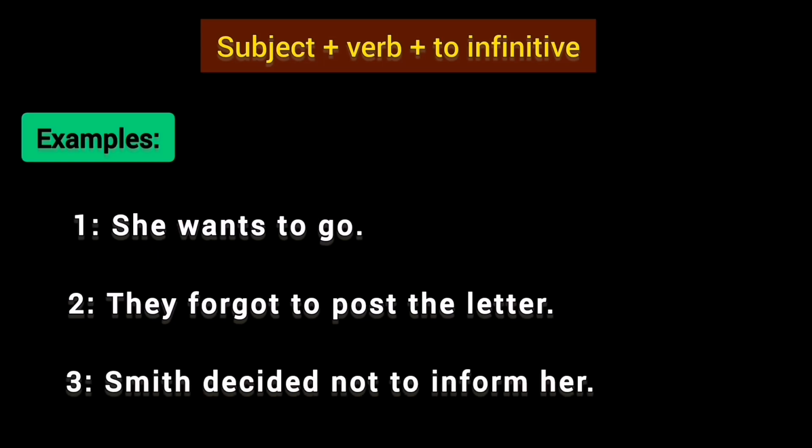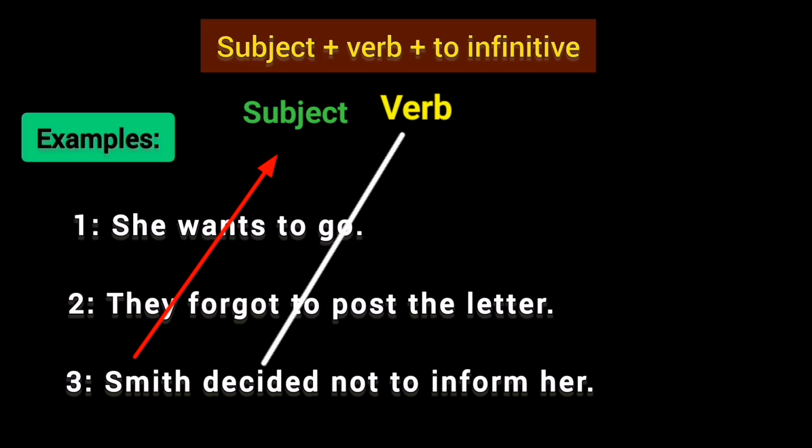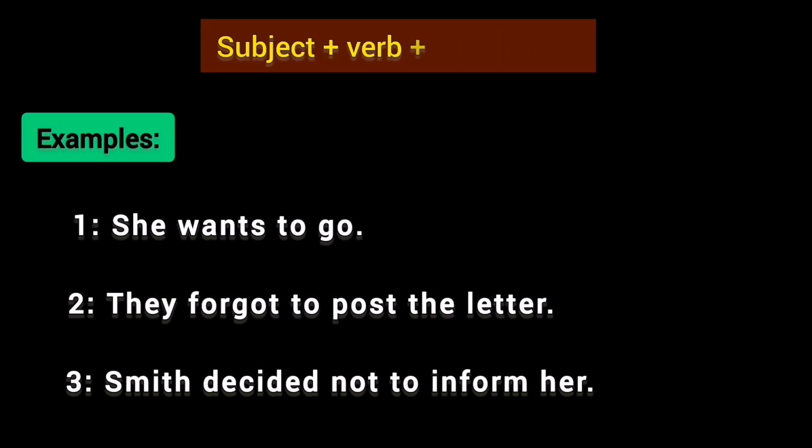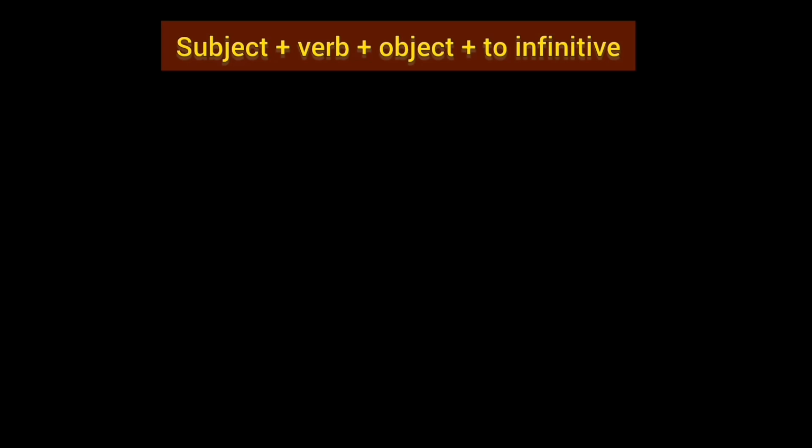Smith decided not to inform her. Observe this last example. Here the noun, Smith, is the subject and, decided, is the verb, and to inform, is the infinitive used with its object. I hope you have learned this structure as well. Now it's time to learn another one. Subject plus verb plus object plus to infinitive.